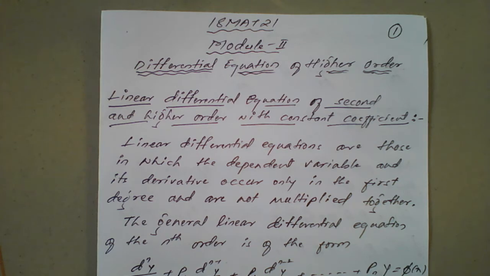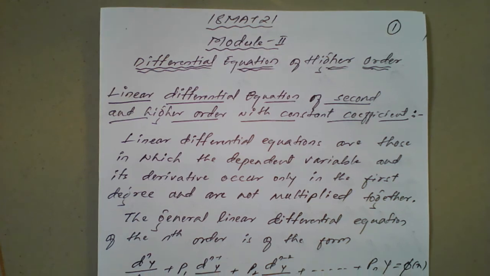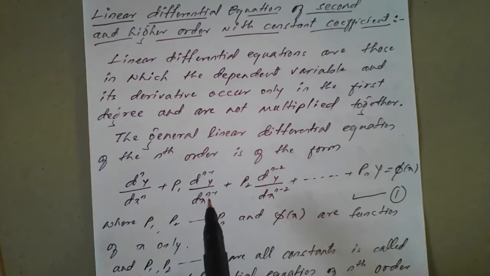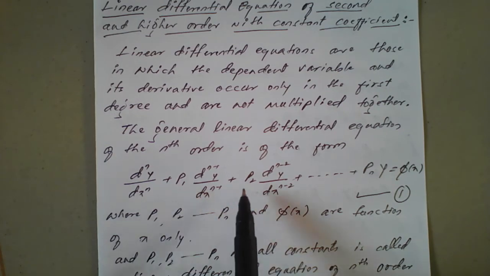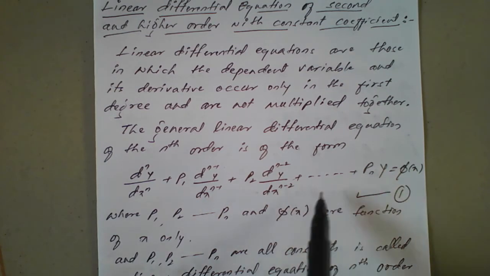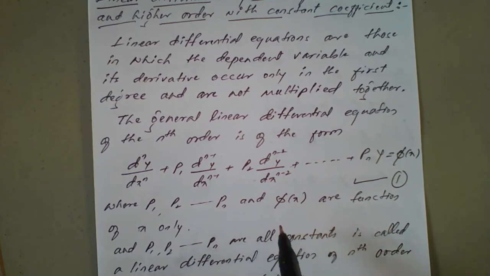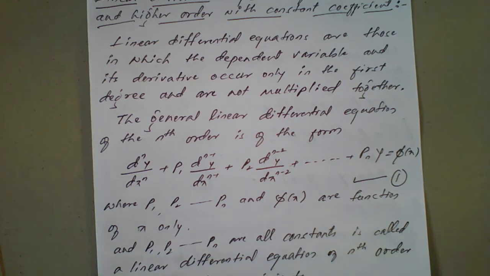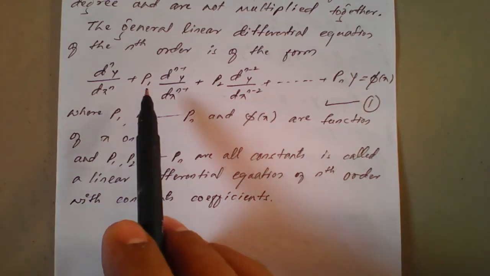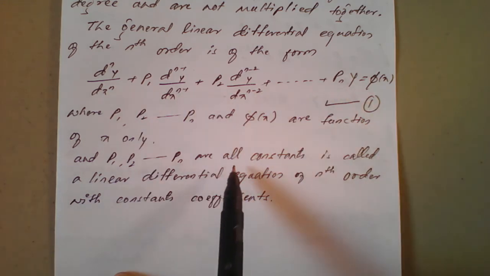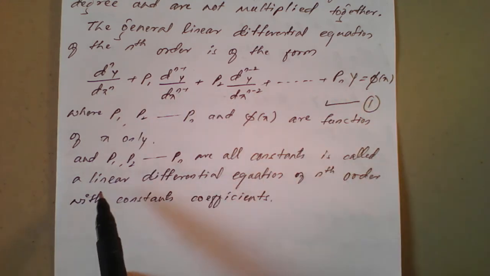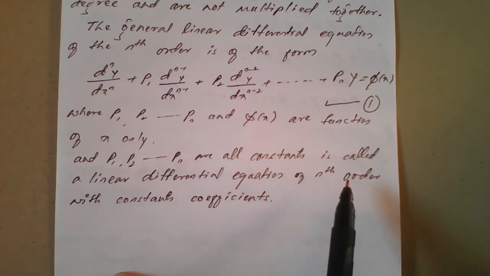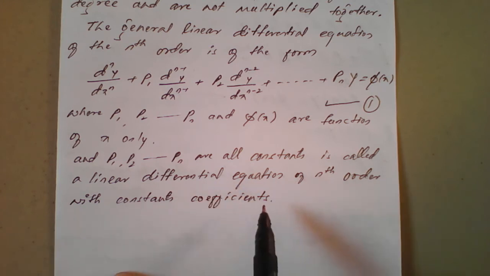where these p1, p2, and so on up to pn are nothing but functions of x, and this phi of x is also a function of x. But if these p1, p2, up to pn are constants, it is called a linear differential equation of nth order with constant coefficients.